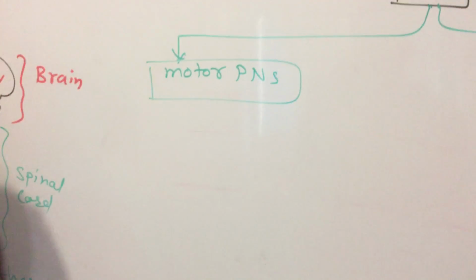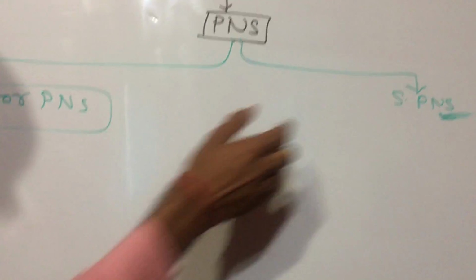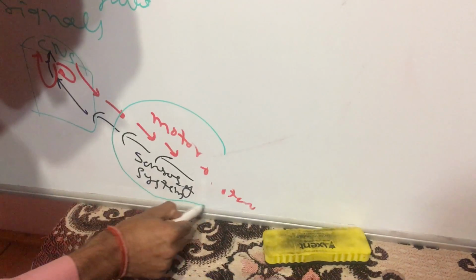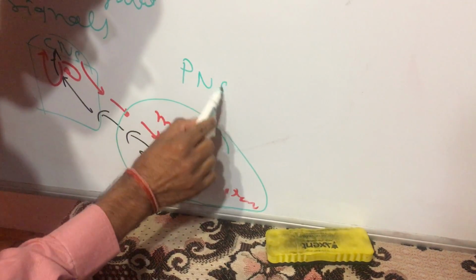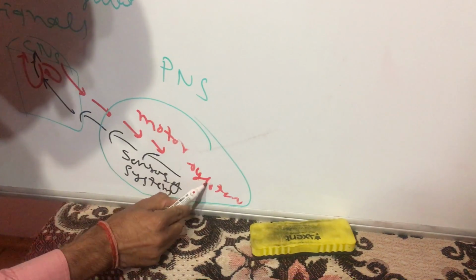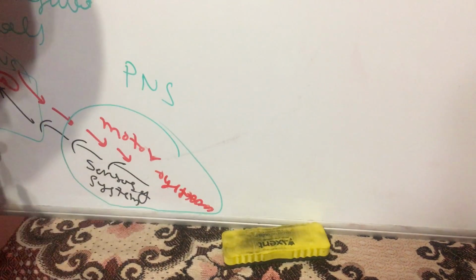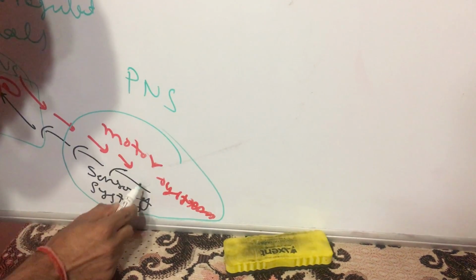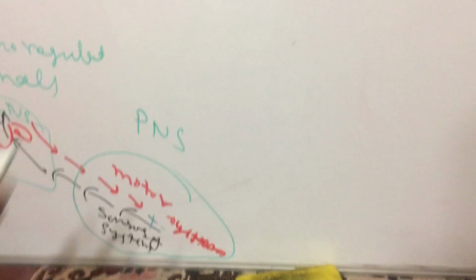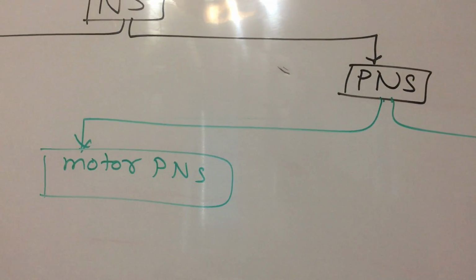Here I say the motor system and the sensory system. This combination of the motor system and the sensory system is called the peripheral nervous system. This is the motor system, and this is the sensory system. Both together are called the peripheral nervous system. Here we studied the sensory peripheral nervous system, and now we study the motor peripheral nervous system.